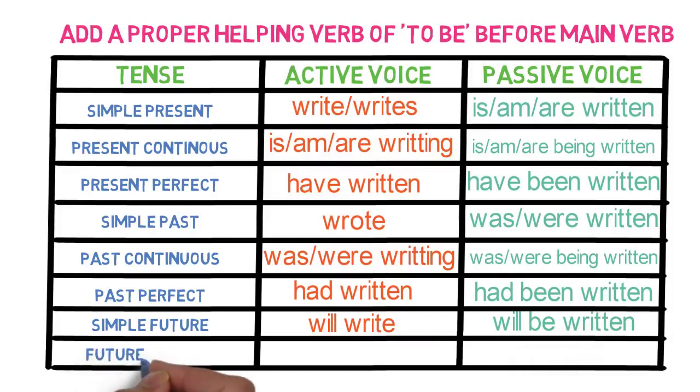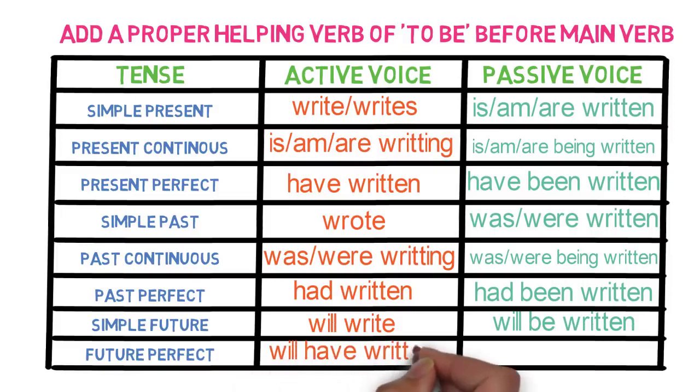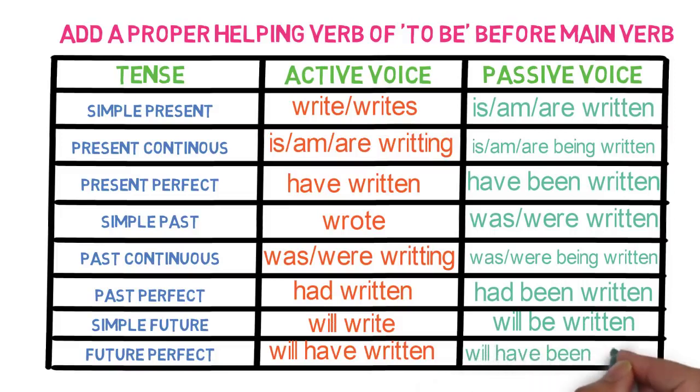And for future perfect tense, in active voice, we use will have written, while in passive voice, we use the helping verb been after have, and written, which is the verb's third form. So, these are the 8 tenses chart for understanding which helping verb to use.